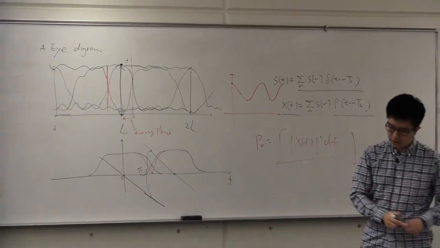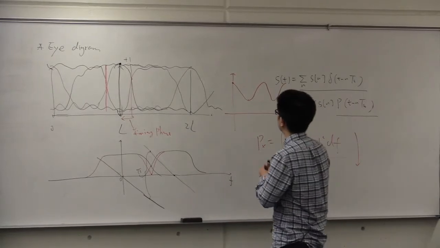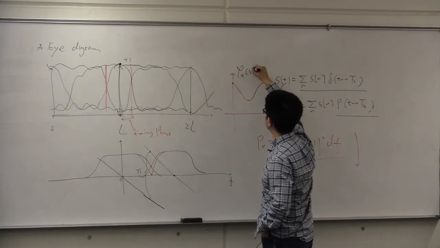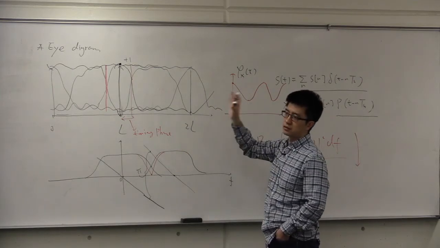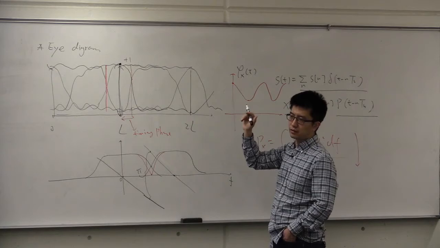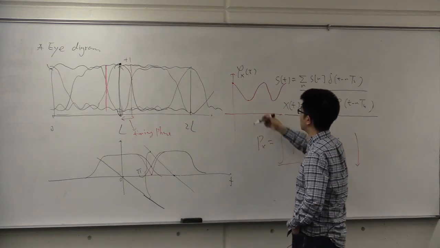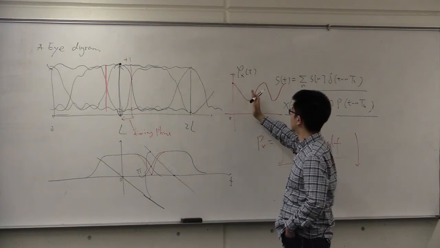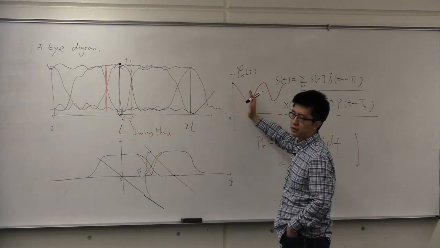So let me write it down. We call this rho x of tau. This tau is basically the timing point, I mean the sampling offset. Okay, so it means that when tau is zero, there's no offset, and we have the maximum power. Here is the offset where we have the lowest power.